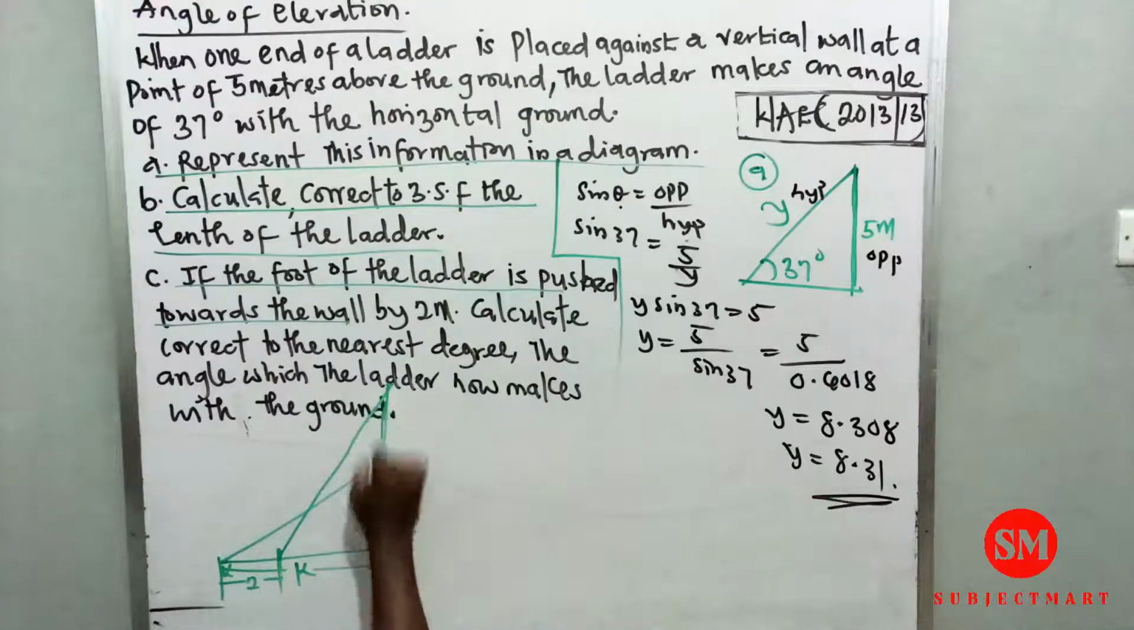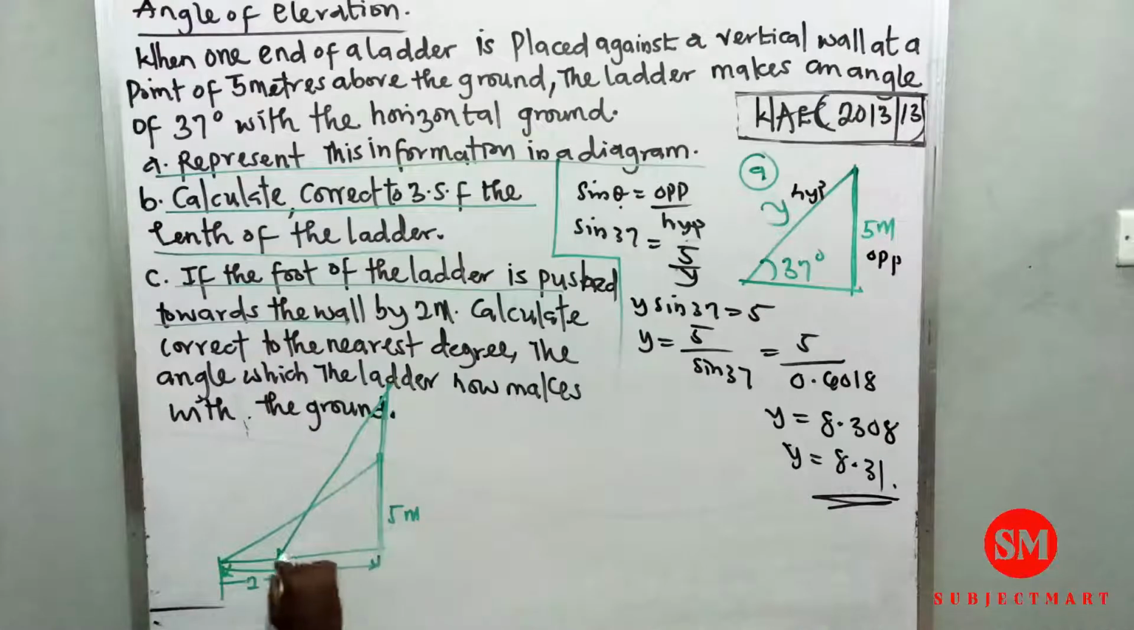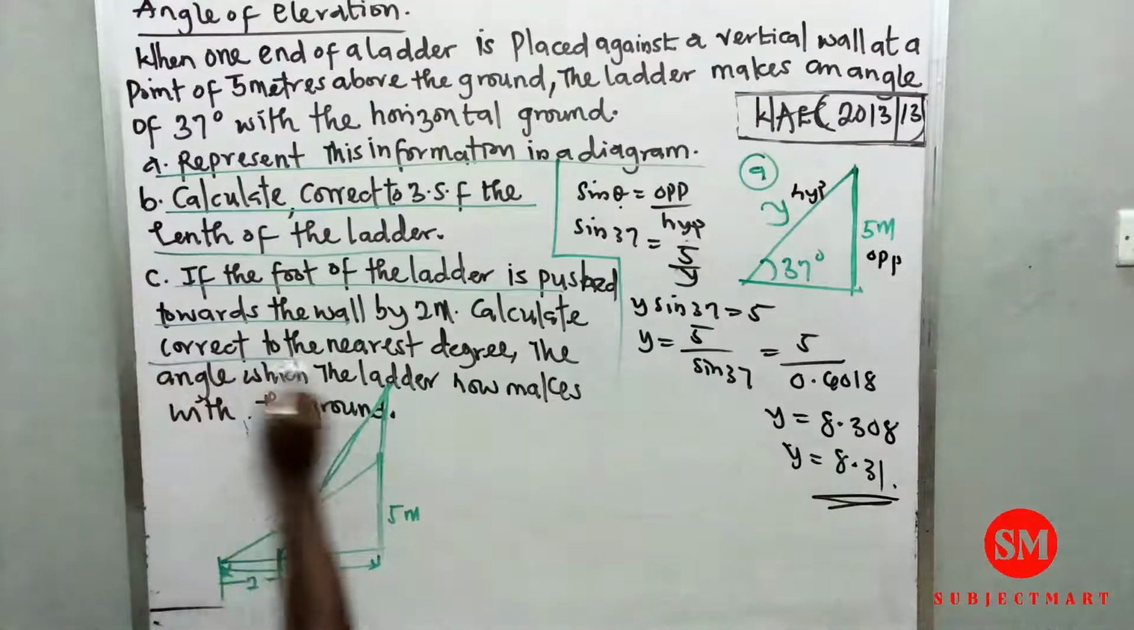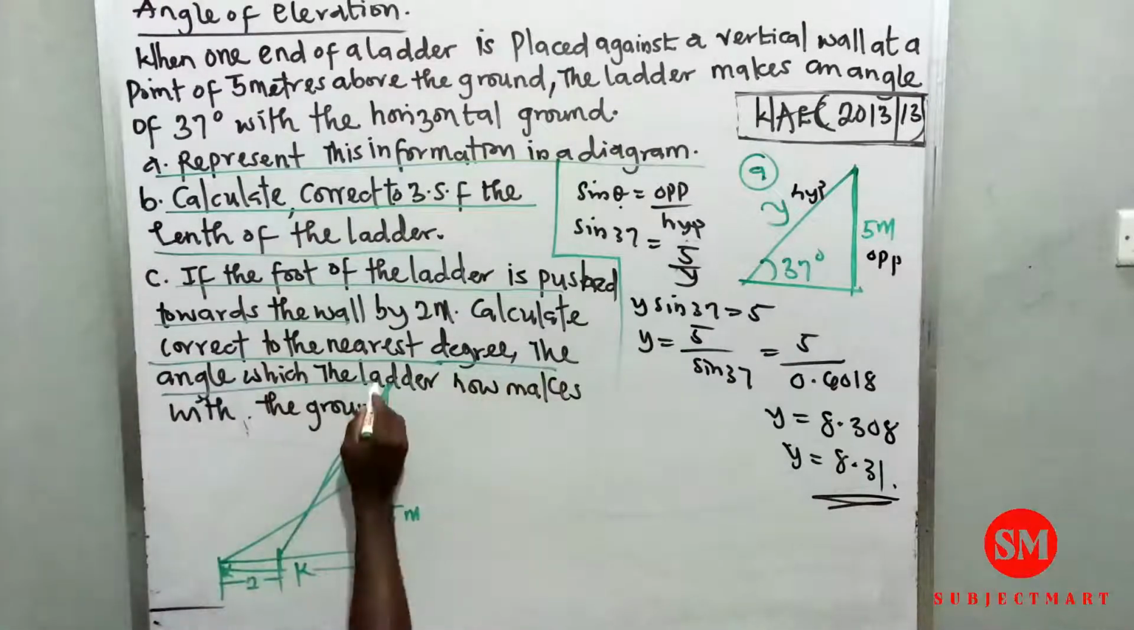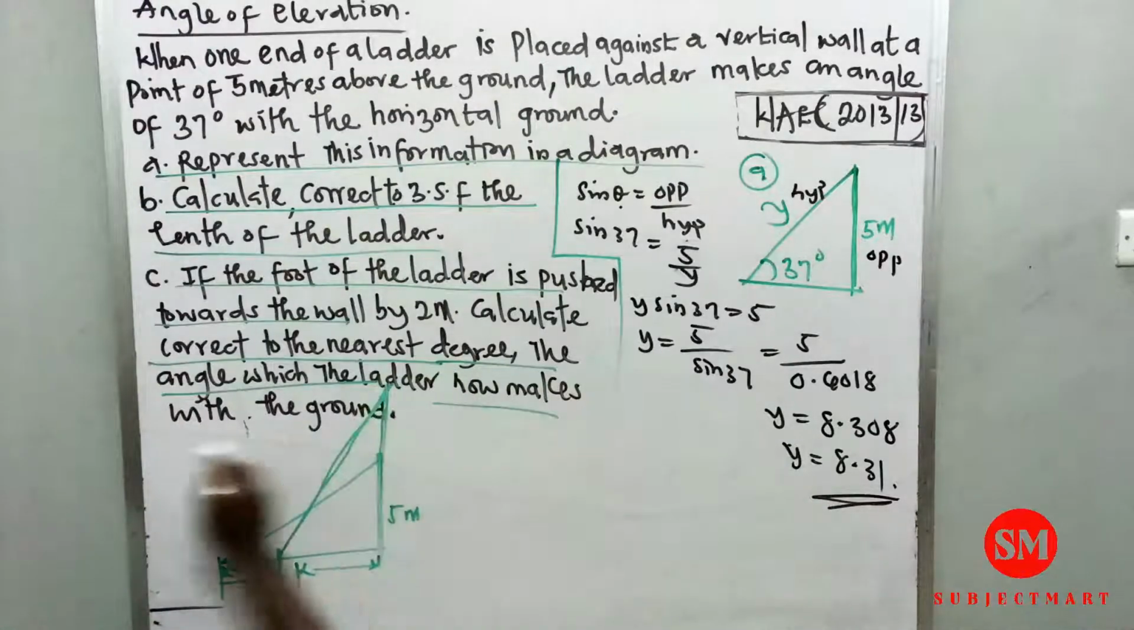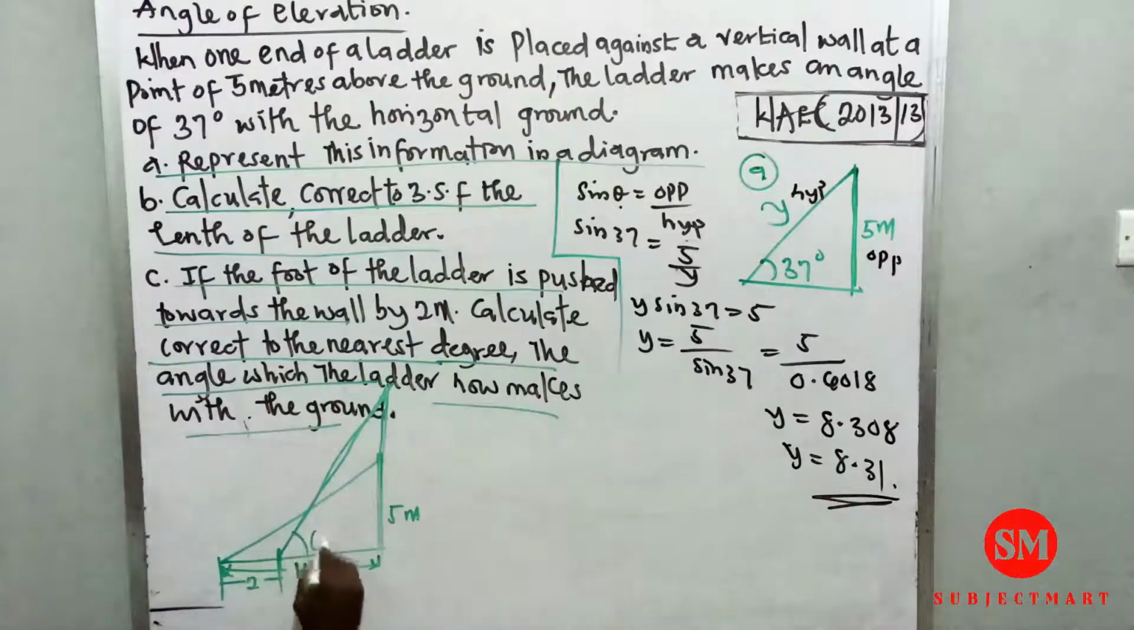So we now have a new length of the ladder, because if you move your ladder forward, definitely it's going to go higher. So the question is, calculate to the nearest degree the angle which the ladder makes with the ground. Calculate theta.